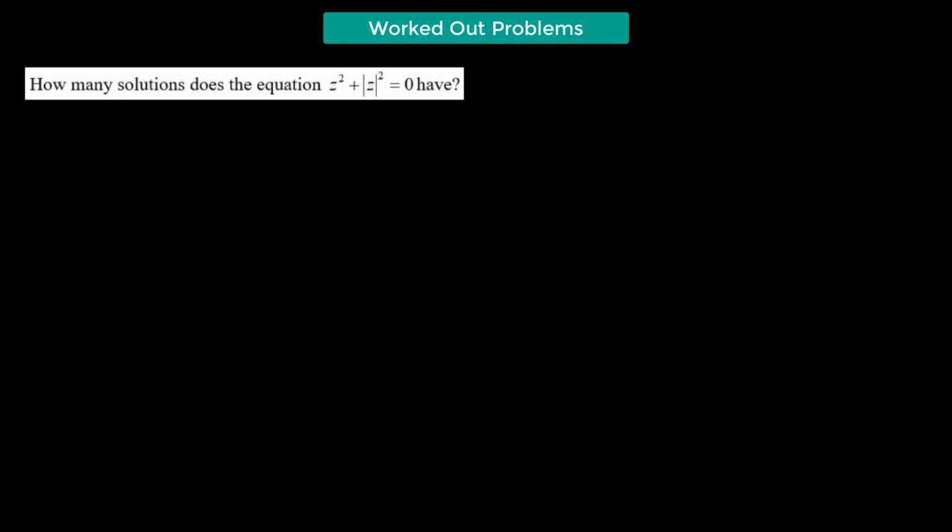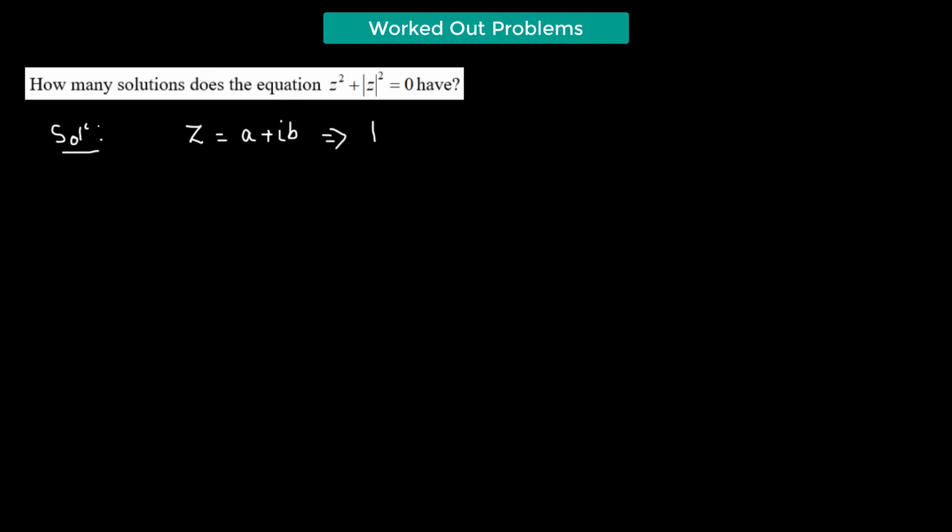How many solutions does the equation z squared plus the absolute value of z squared equals 0 have? So let us do that by assuming that our complex number z is given by a plus i times b, and we're going to substitute this value into the given complex equation.